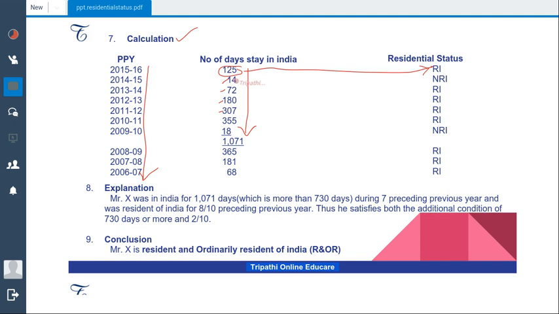Same way, we'll go for the next year, that is 2014-15. He is in India for only 14 days. Now 14 days is less than 182 days as well as less than 60 days.